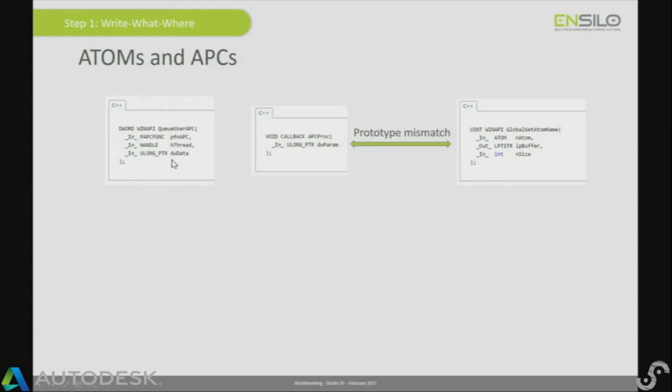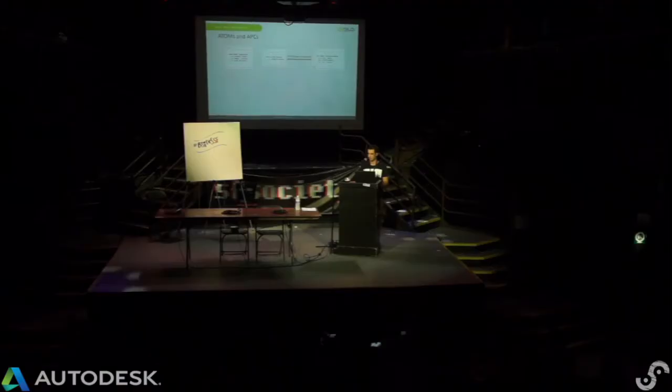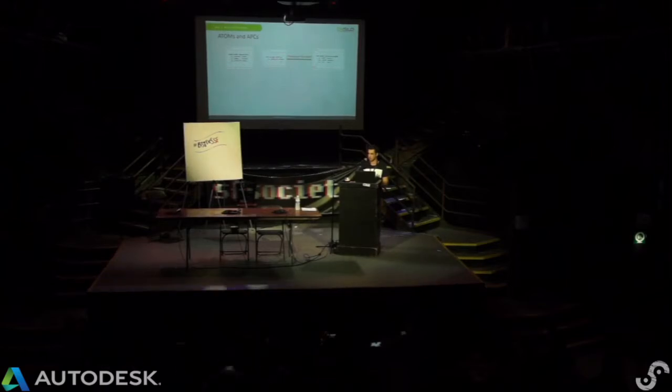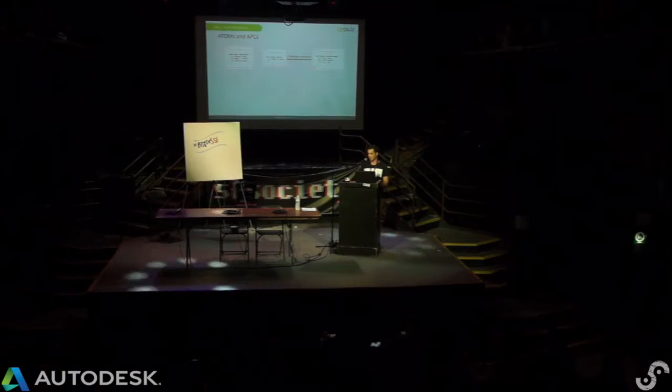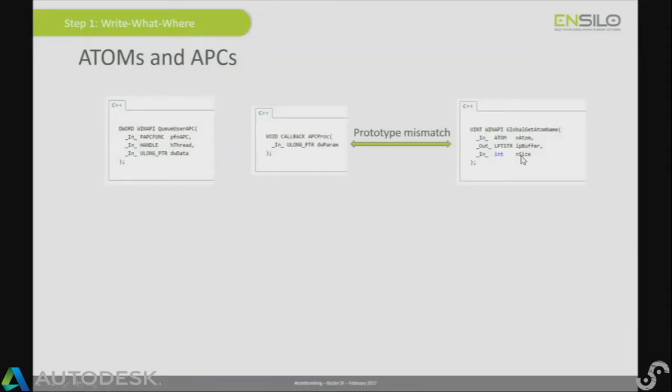Now, the only problem is that the function is of type APCProc, that's its prototype, and so an APCProc expects to receive just one single parameter, and we'd like to call GlobalGetAtomName, which receives 3 different parameters. So we have a parameter mismatch, and so we can't really control the values of these 2 parameters over here, which really doesn't help us very much.